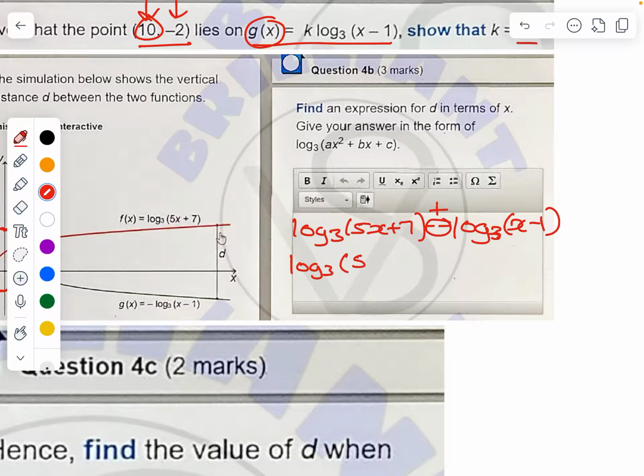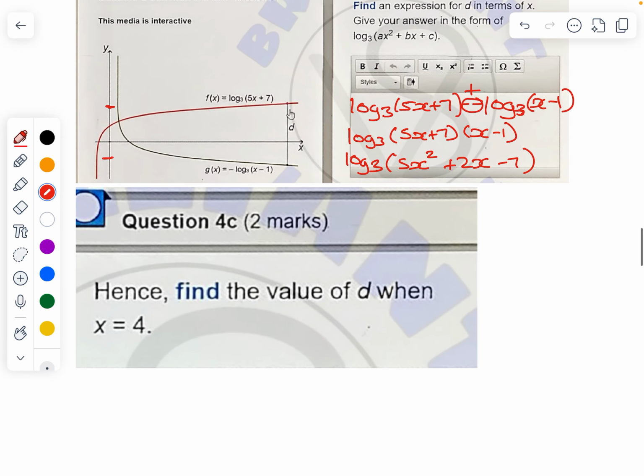And then we know when we add in logs that we times them together. So now I'm going to have 5x plus 7 multiply x minus 1. I need to times them together. So if you expand the bracket and simplify, you're going to be left with 5x squared plus 2x minus 7. Okay, that one's for 3 marks.